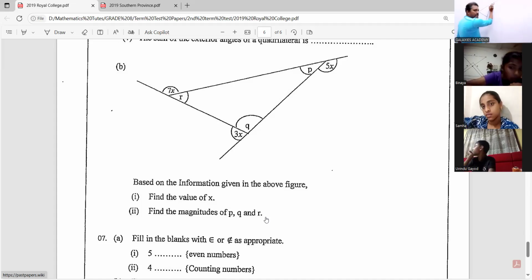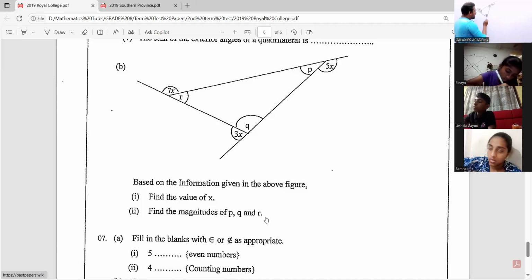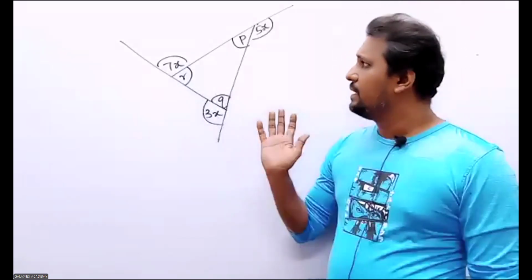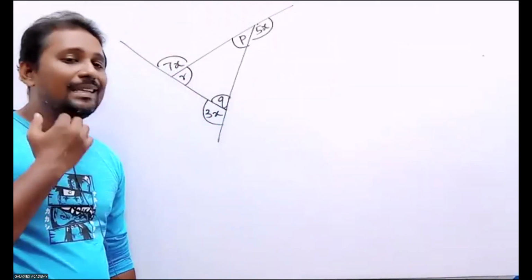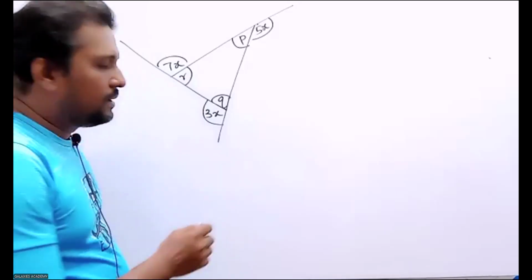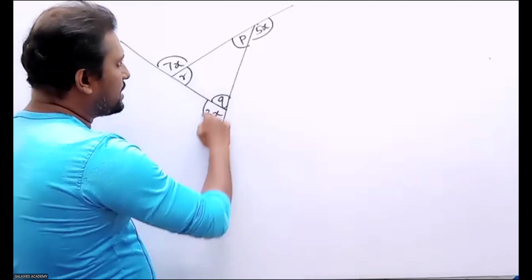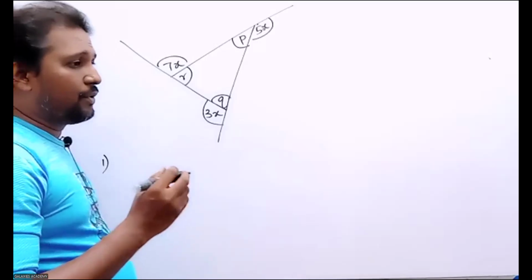The angles given are 5x, and here P, Q, R, 7x, and 3x. Right. In the first part, you have to find the value of x. Can you see there's a triangle? You can see a triangle, no? Then you can also identify the interior angles of this triangle. What are the interior angles of the triangle? P, Q, R. Then the 3 sides of this triangle are produced, so exterior angles are formed. What are the exterior angles? 3x, 5x, 7x.